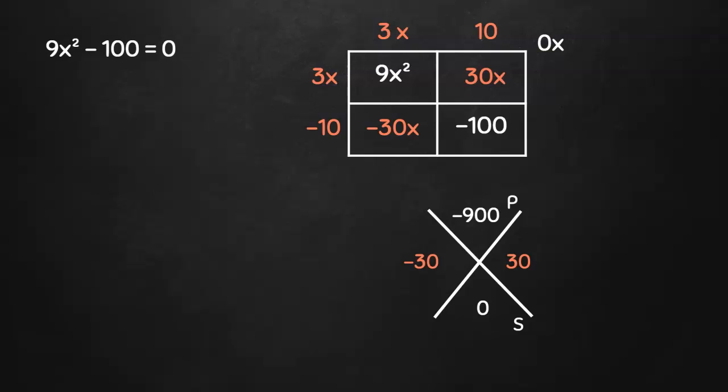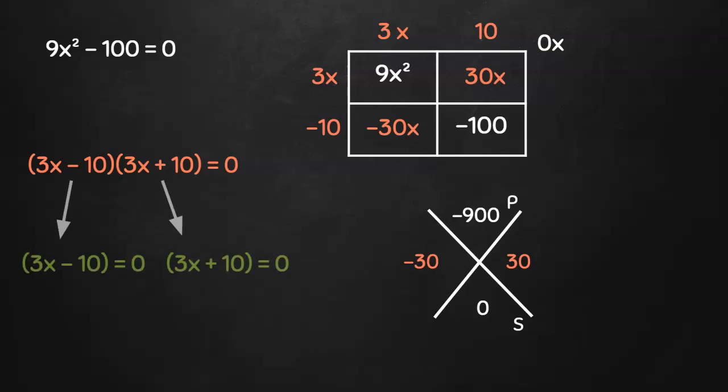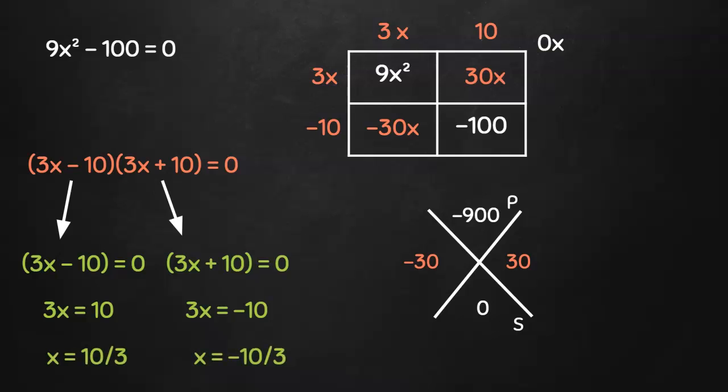Now this will help me fill out the outsides of my box, and I get my two factors of 3x minus 10 and then 3x plus 10. Now using the zero product theorem, you can set both factors equal to 0 and then go ahead and solve. So I would add 10 or subtract 10 on both sides and then divide by 3. So my first answer is positive 10/3 and my second answer is negative 10/3.